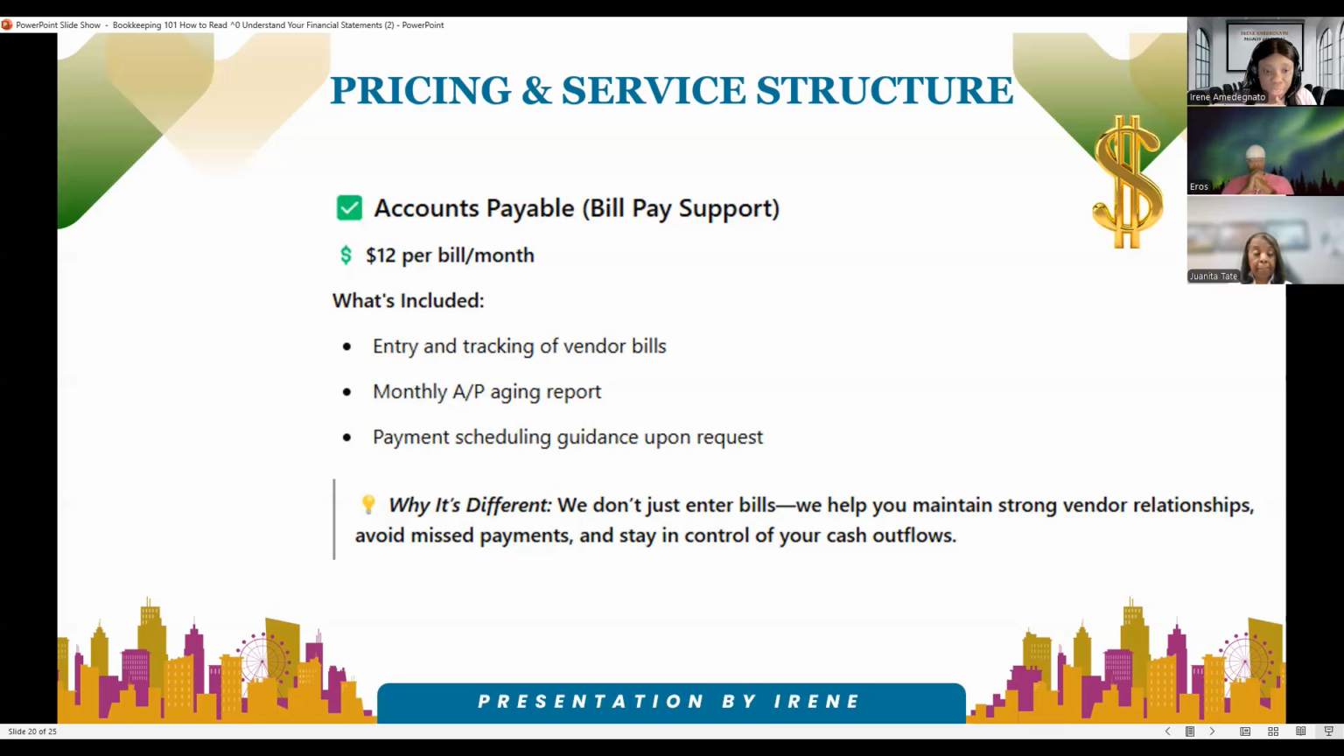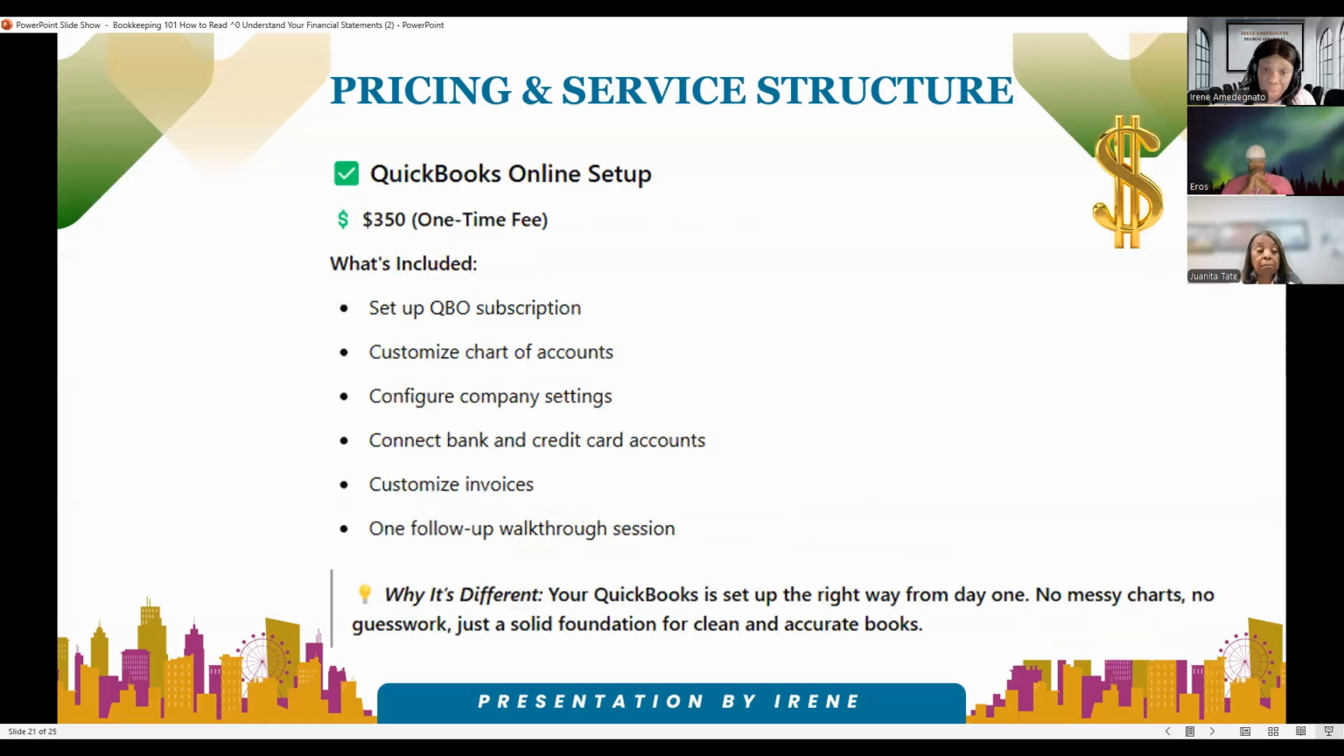So what is included? I'm going to create and track your vendor bills always at the end of the month, and generate the AP aging report, which means accounts payable aging report, which will tell you exactly how much you have paid so far from each bill, and how much you still have as a balance. And QuickBooks Online setup, like I said earlier, is only a one-time fee of $315.